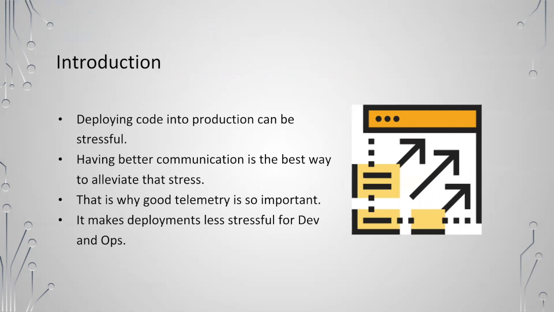So starting off, we need to understand that deploying code into production can be very stressful, but having better communication is always the best way to alleviate that stress. That is why having good telemetry is so important, because when you have good telemetry, you don't have to guess about the state of things. It's all right there in front of you. And it makes deployments less stressful for dev and ops, whoever is pushing the code to production.